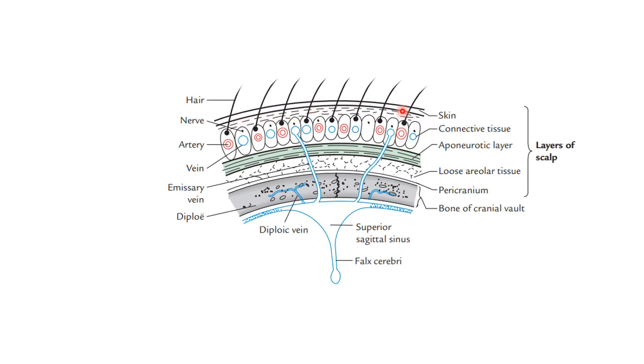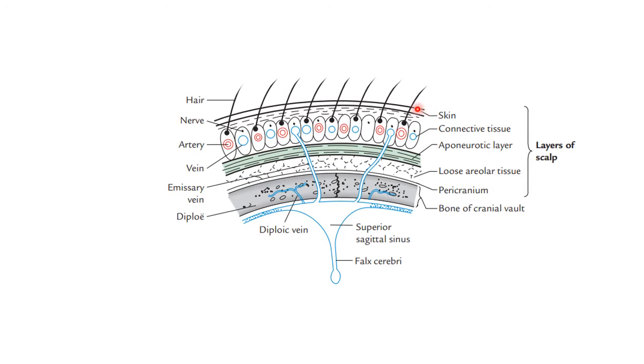Now we will discuss the layers of the scalp. The word scalp has 5 letters, so it has 5 layers. The outermost is skin, then the connective tissue layer, then the epineurotic layer, then the loose areolar tissue, and then the pericranium. So these are the 5 layers of the scalp.